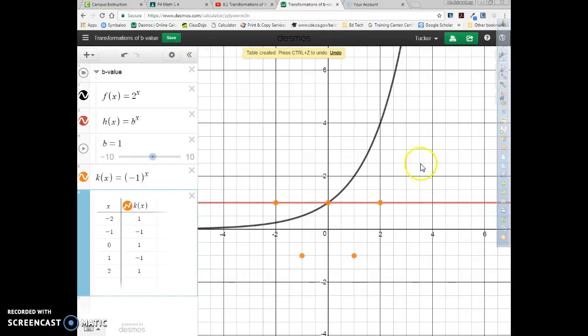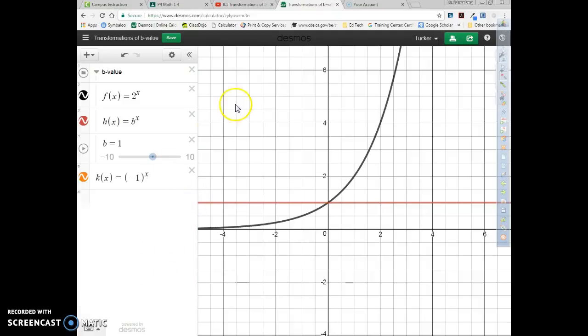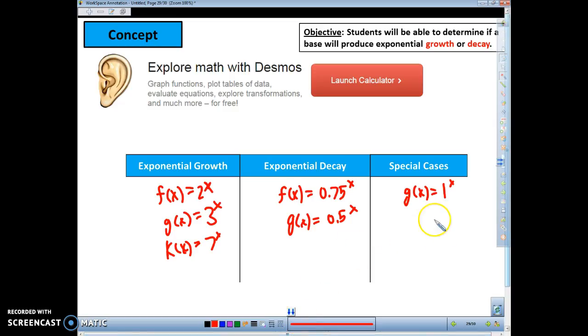Now why does this happen? This isn't a smooth continuous line. Well, this is because, remember, a negative number times a negative number is a positive, times a negative is a negative, times a negative is a positive. So notice this is an alternating sequence, and we've kind of talked about those before. So this is another special case that you'll want to write over here. Say k of x equals -1 to the x power.